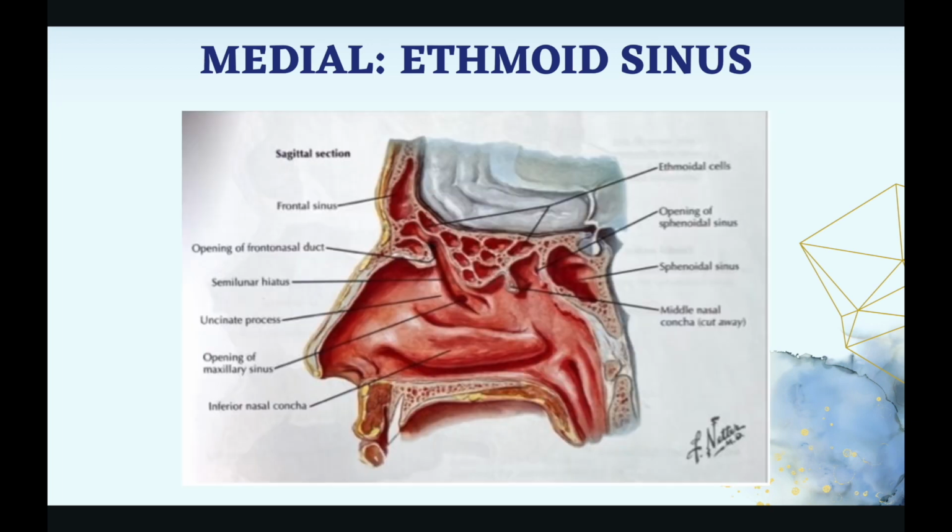Clinical significance. The ethmoid sinus has several anatomical variants. The Haller cell is also known as the sphenoethmoidal air cell.